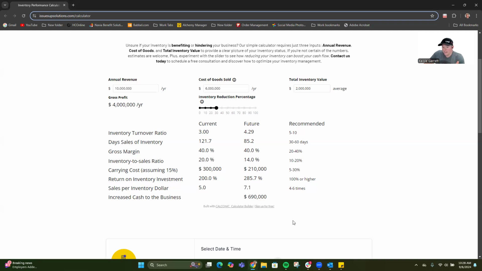Now, here's the crazy thing. Down at the bottom here, increase cash to the business. This is a straight cash reduction, including your carrying costs and then your actual physical inventory reduction. Now, think about what this would mean for your business.